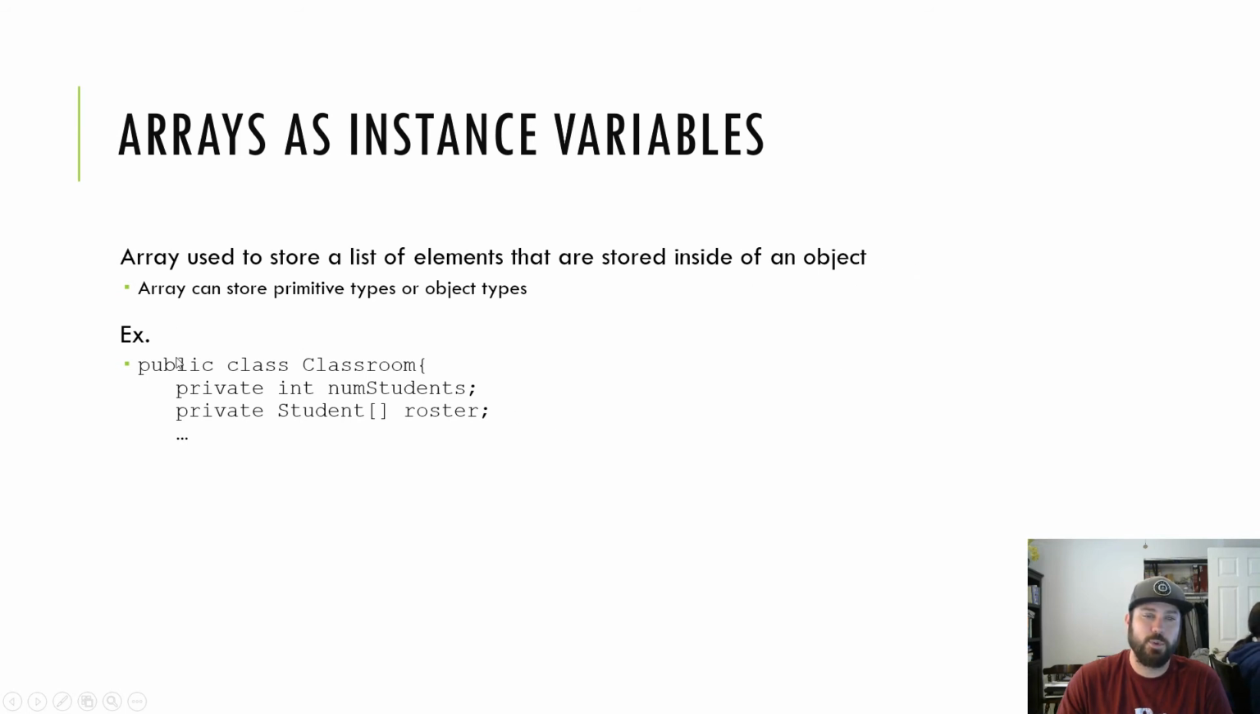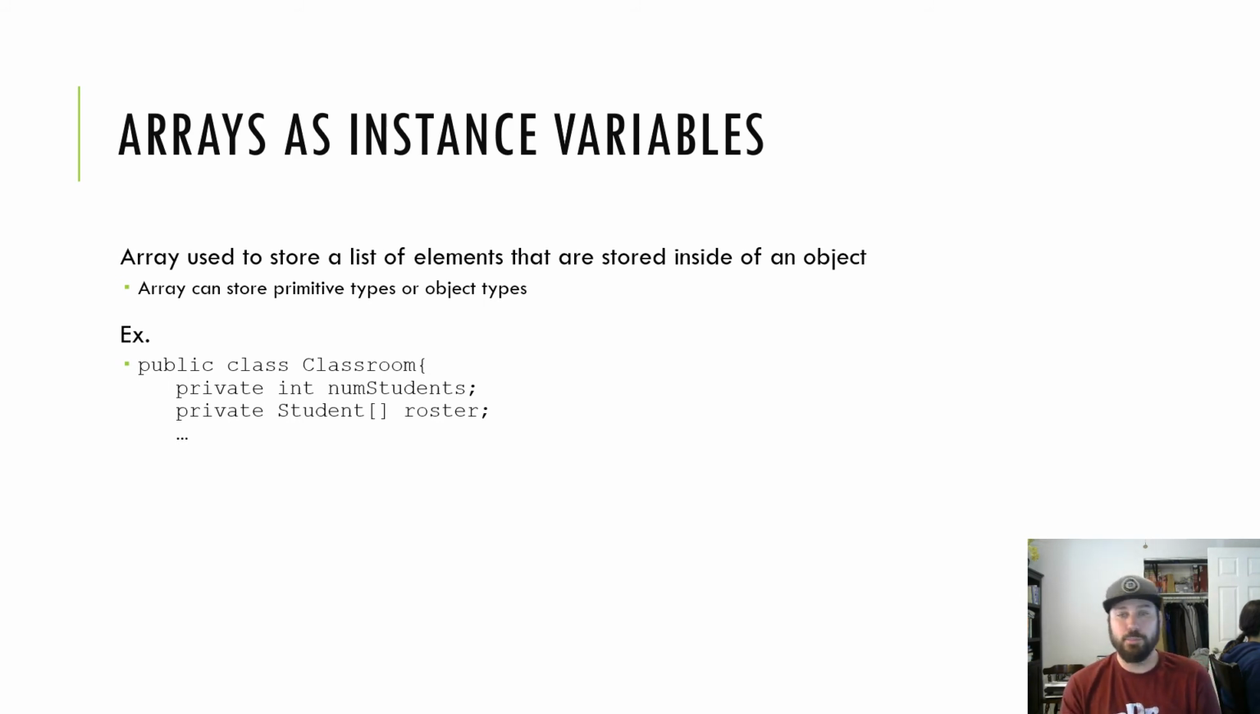So here's an example. We have a class called classroom, and we have two instance variables declared. One of them is private int numStudents, which is just storing the number of students inside of the classroom. And then here I have private Student array of student objects called roster. So now this is something quite unique. I'm going to construct a classroom object, and inside of the classroom object I have an array of student objects. So I have an array of objects stored inside of a larger object.